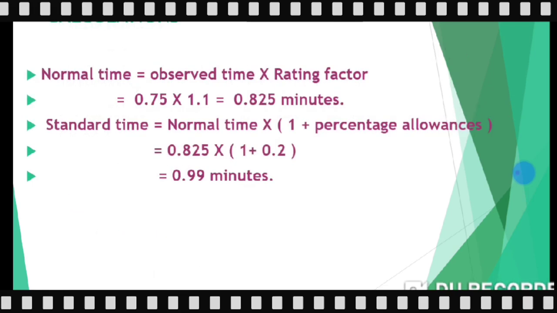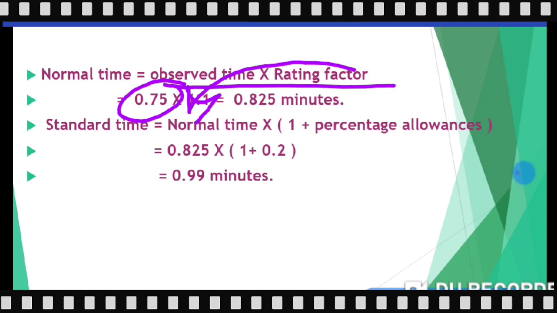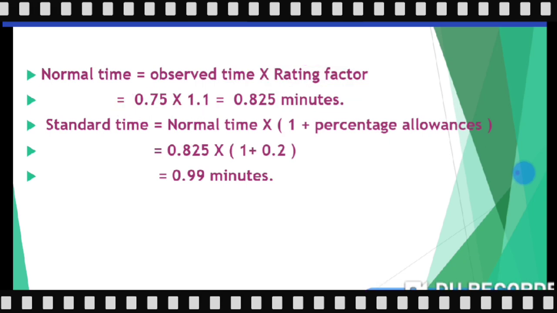Normal time is equal to observed time times rating factor, and in this question observed time is given to us and rating factor is also given to us, which is equal to 1.1. Rating factor is 1.1 because 110% is given to us. If we convert it into decimal, we will get 1.1. So this will be the normal time.